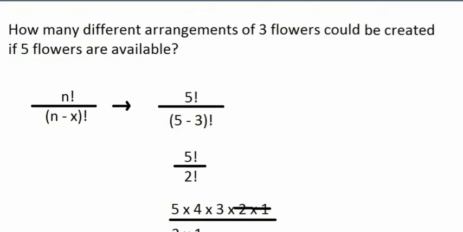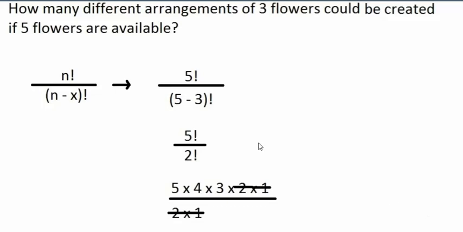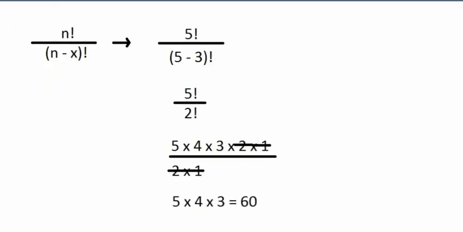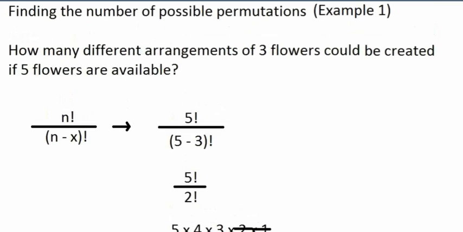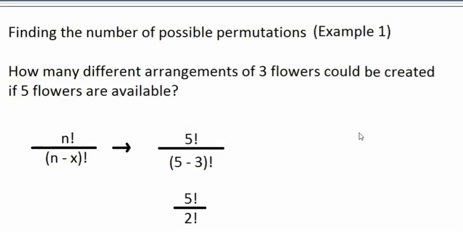So we have 3 flowers from 5 flowers. So on the bottom, 5 minus 3 is 2. Then we just cancel off these 2 numbers, and we have 5 times 4 times 3 is all that's left, and that's 60. And notice how it's a big number because if you think about it, there's a lot of possible sequences that could be created, right? So it makes sense that it would be a big number.